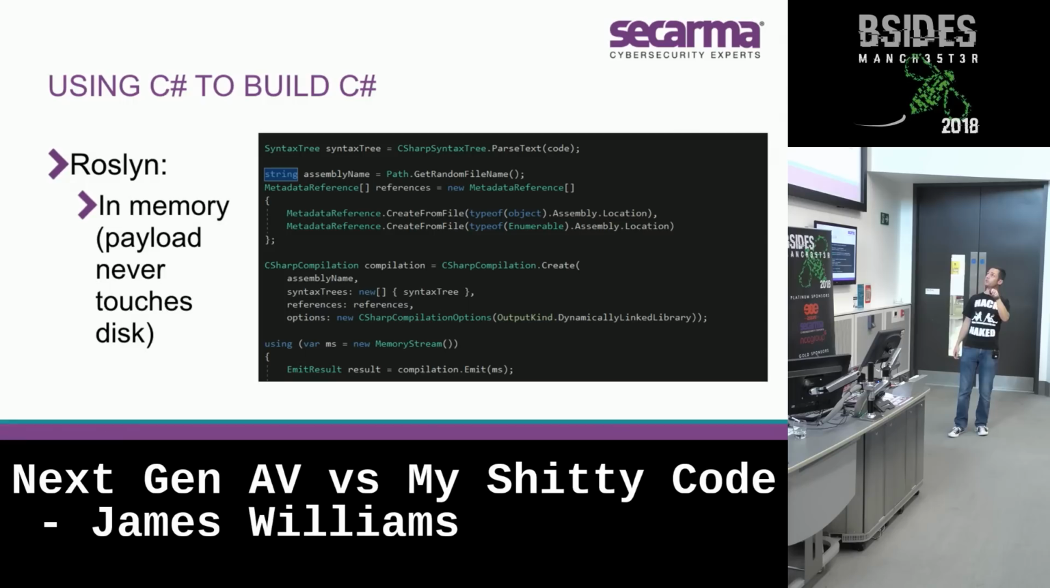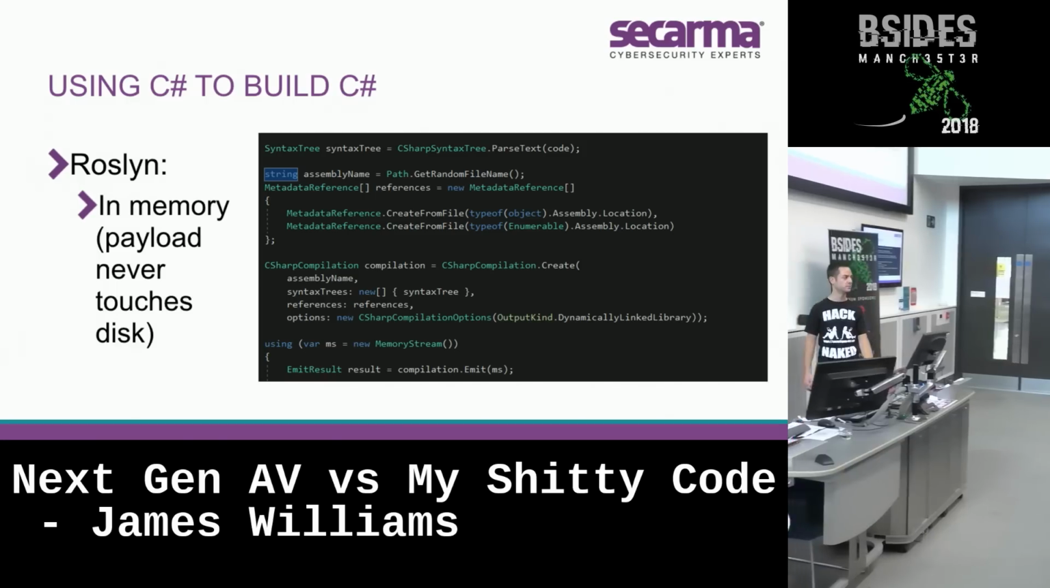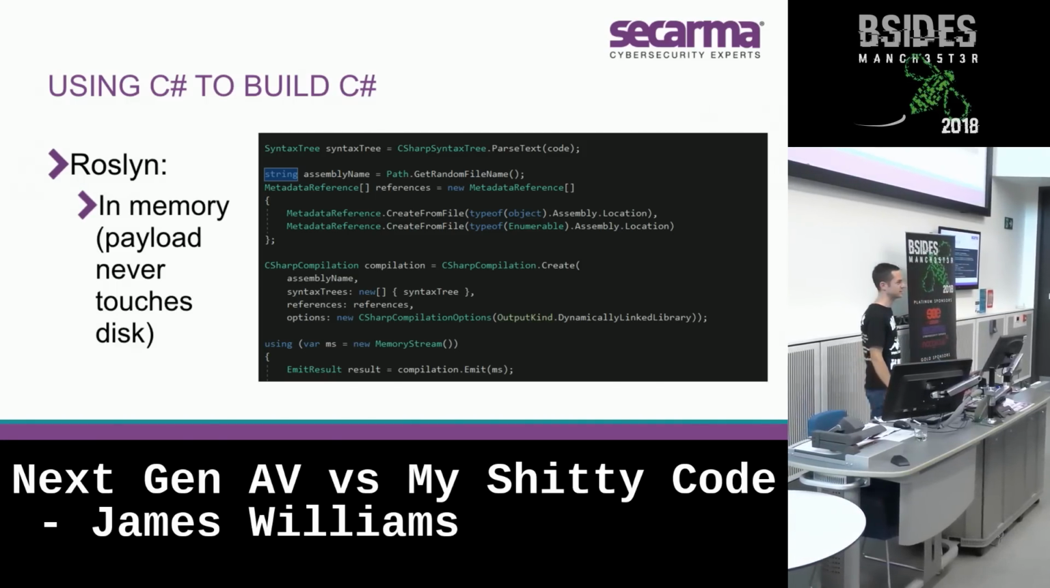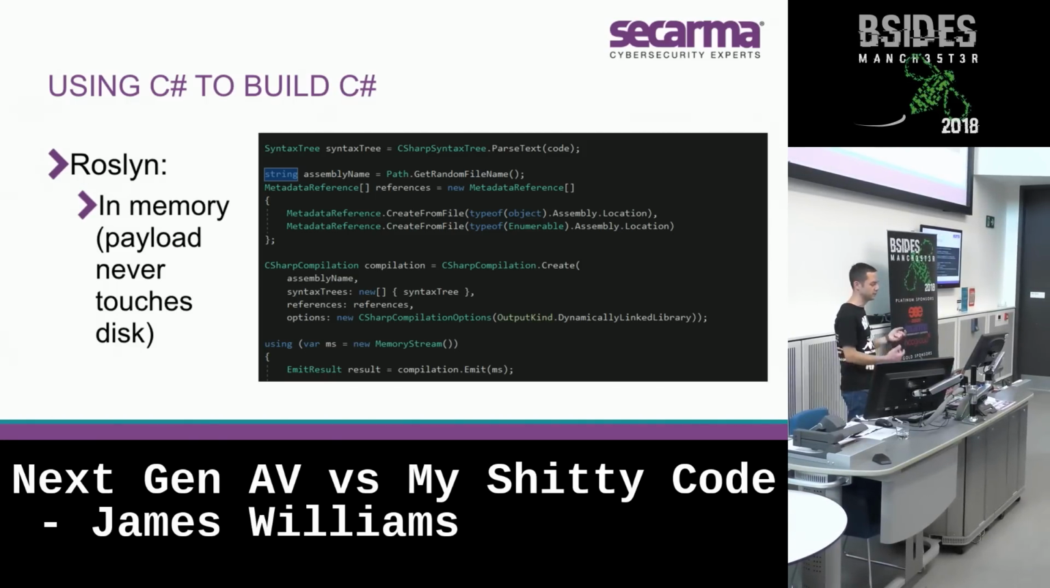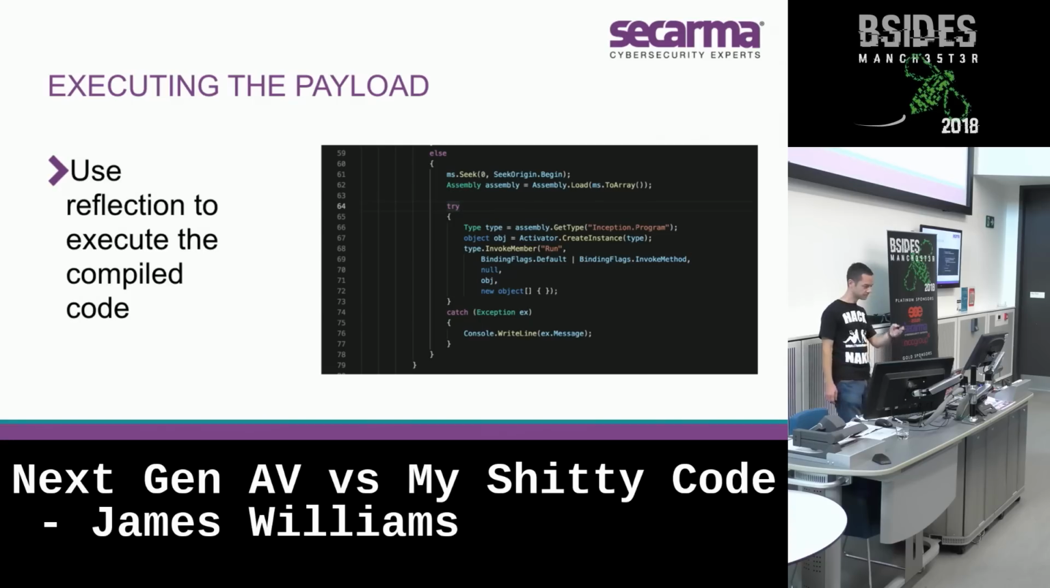Down here is where we do the compilation. We use this Create, and we pass it the assembly name, the syntax tree, the references, and a couple of options basically saying spit out a dynamic link library, because that's what we're going to use with reflection. And then we emit the result of the build into a memory stream. For those of you that don't know, a memory stream is basically a byte array in memory in C#. It's slightly more complicated than that, but that's all you really need to know to understand this.